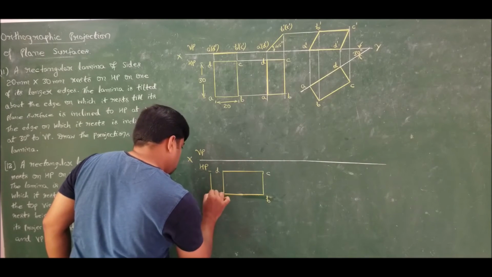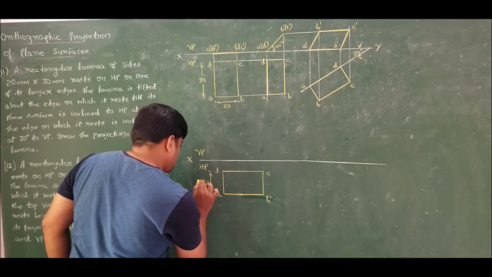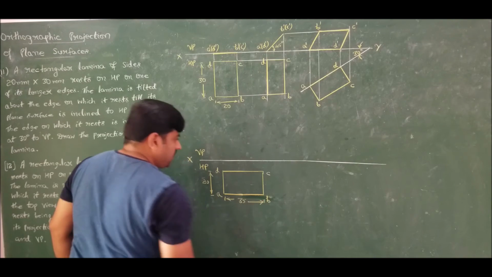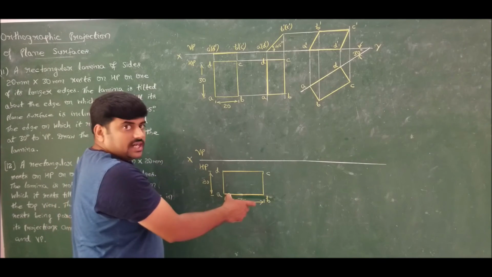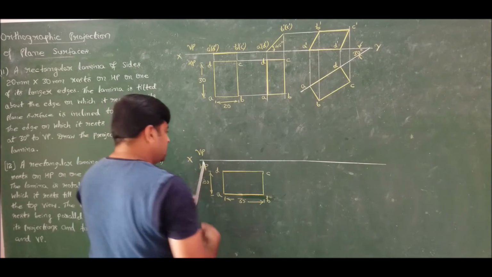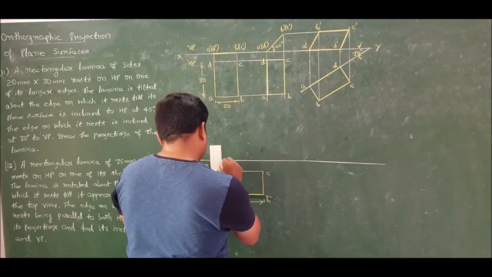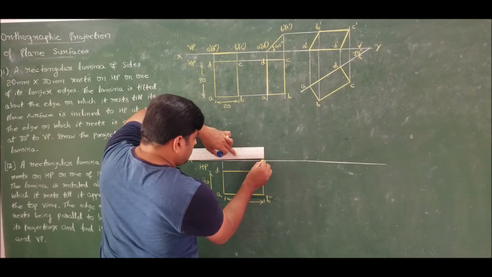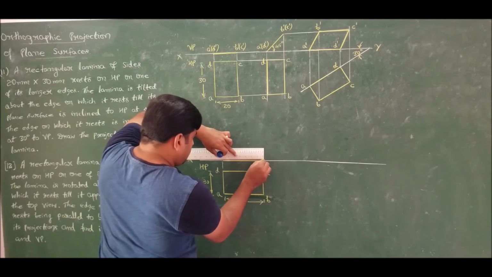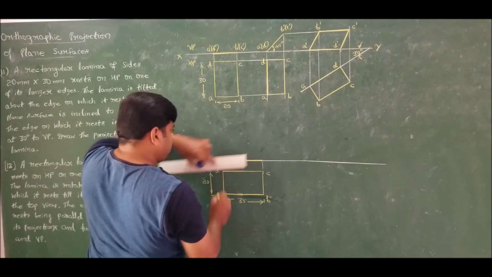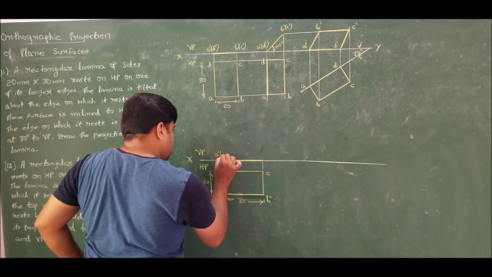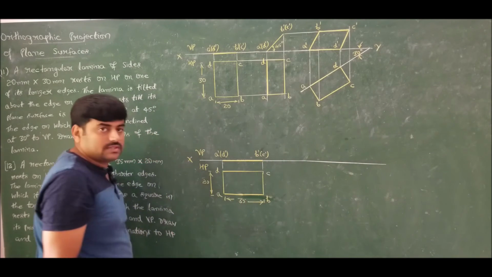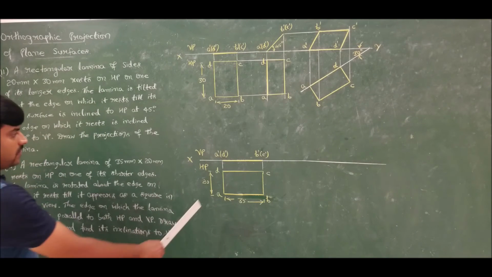The dimensions are 20 cross 35. It is resting on one of its shorter edges, so draw it in such a way that you get the shorter edge towards your left hand side. Take the projection and draw the front view of the lamina, which is a straight line of dimension 35 mm. So this is A dash, D dash is invisible, here B dash, C dash is invisible. Done. It is inclined at one of its shorter edges.